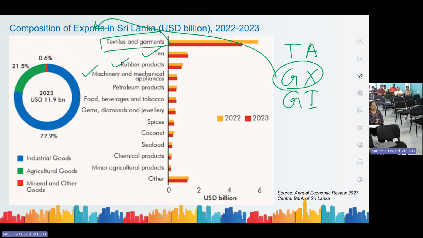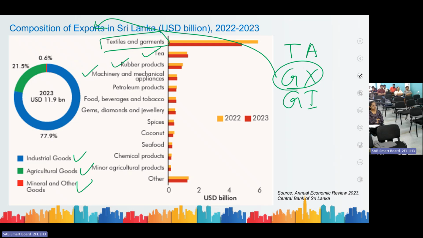So we can categorize these exports into three: industrial goods, agricultural goods, and mineral and other goods. Textile and garments come under industrial goods. Tea and rubber products come under agricultural goods. And we have mineral and other goods. Gems, diamonds, and jewelry come under mineral goods. And there are other categories elsewhere.